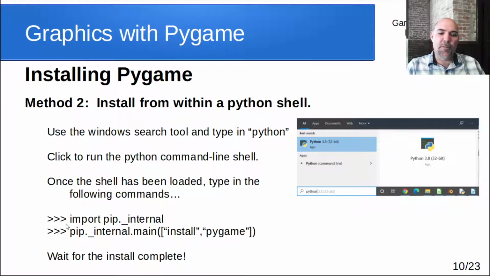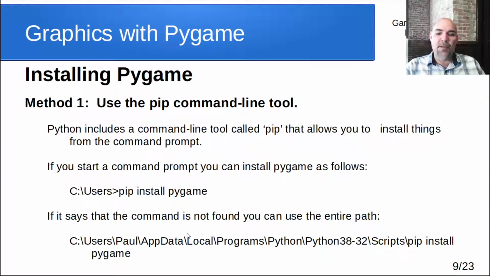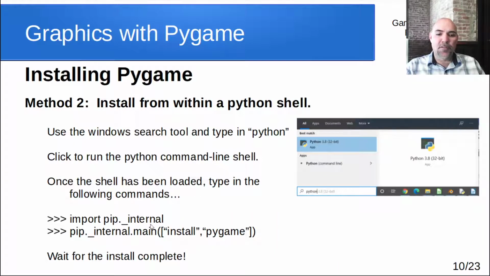So at the Python shell prompt, type import pip._internal. It might take a couple seconds while it loads all that into memory. And then at the next prompt, you type pip._internal.main, and then parentheses, open bracket, install, in quotes, comma, Pygame, in quotes. So notice this is the same thing we did back here where we did pip install Pygame. We're just running the pip Python module directly and passing it this list of what we want it to do. This is the command, this is the options, so install Pygame.